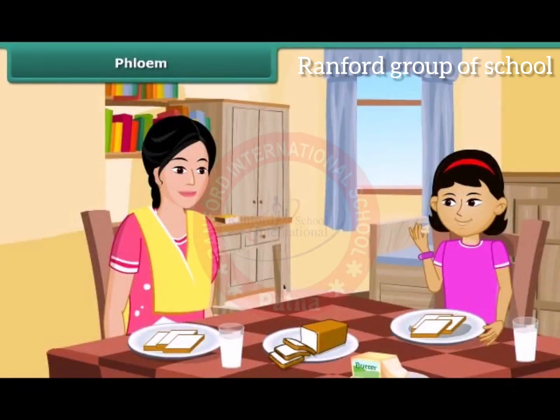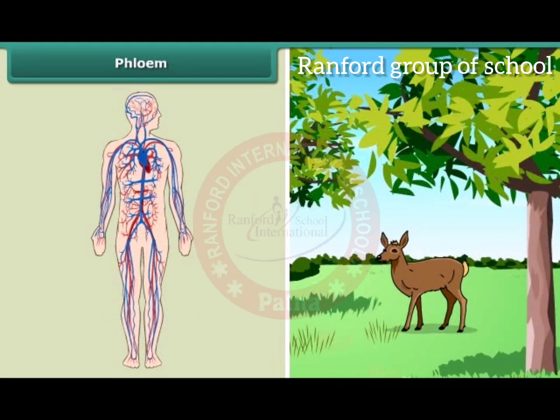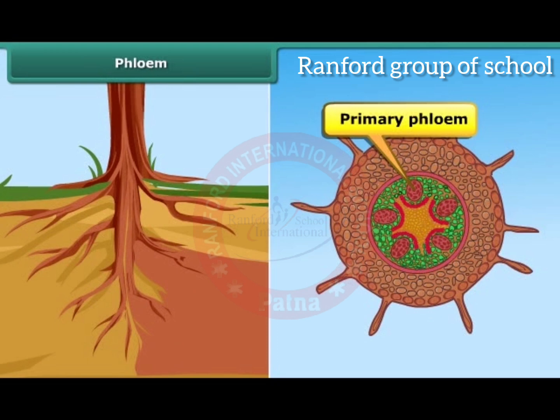Ria is eating her breakfast in a hurry. Her mother advises her to chew the food properly so that the nutrients are absorbed by the body. Human beings and animals have a circulatory system that transports the nutrients absorbed from food to the different parts of the body. Plants have phloem to perform this task.